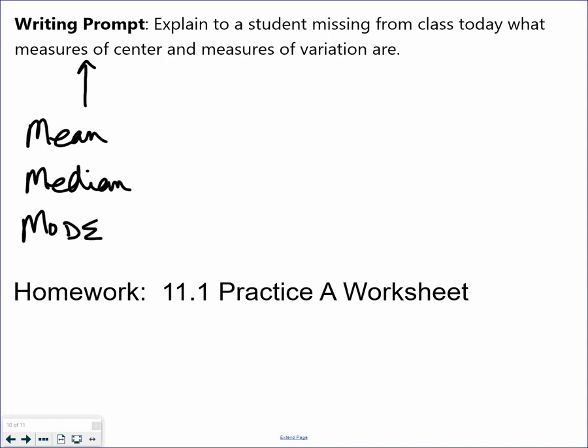Measure of variation talks about the largest compared to the smallest, or your variance of data. So range and standard deviation.